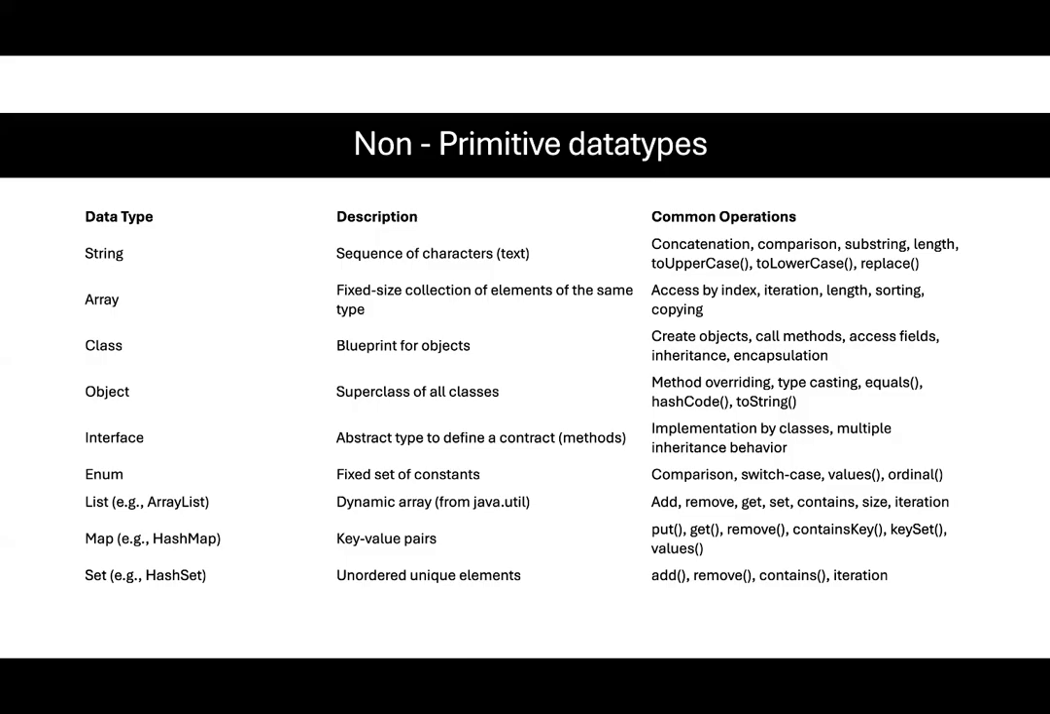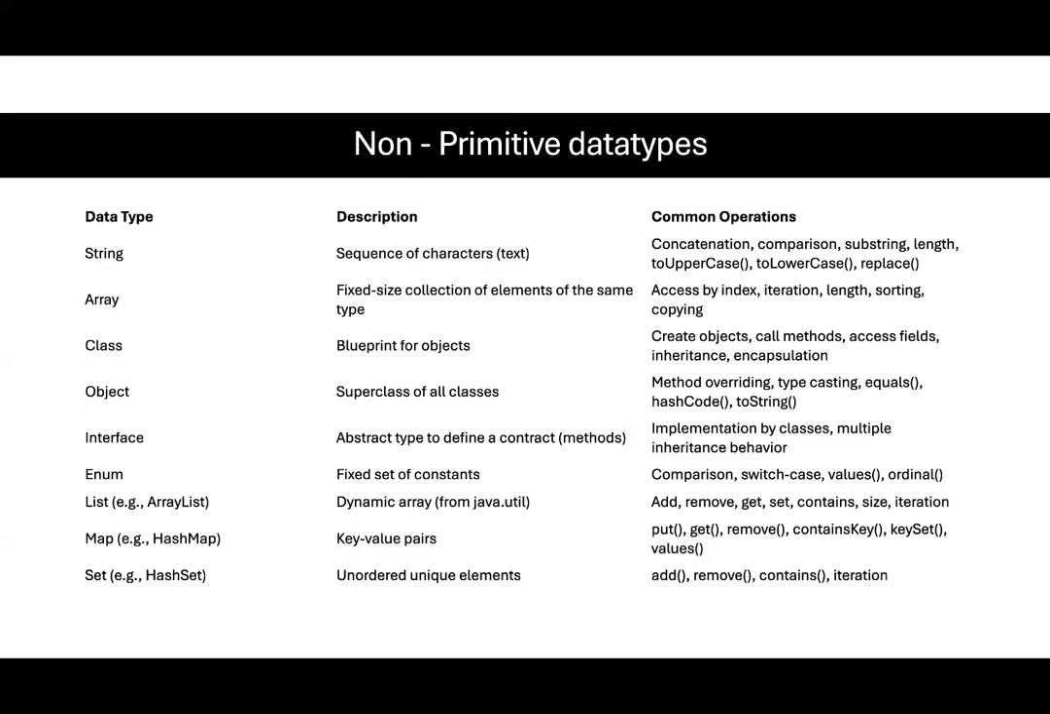The common operations performed on a string are concatenation, comparison, where we compare two different strings, substring, length, a function that returns the length of the string, to uppercase, to lowercase, and replace. An array is a fixed size collection of elements of a similar type. It's homogeneous data, same elements, same data type. Common operations on an array are access by index, iteration, length, sorting, and copying.